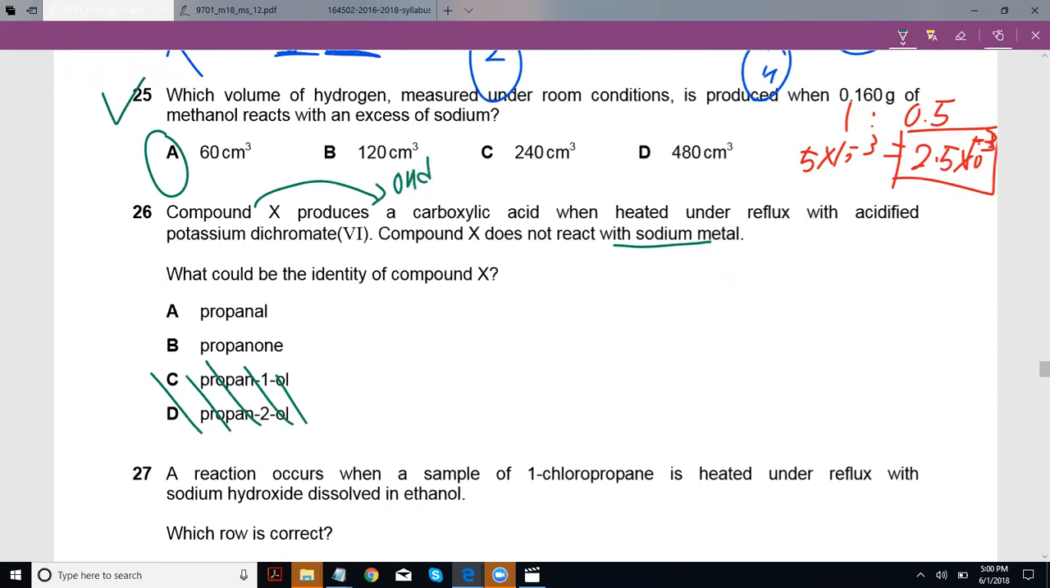Anyhow, what could be the identity of compound X? Now, what you should know is that an aldehyde can be oxidized to a carboxylic acid, so this can happen.